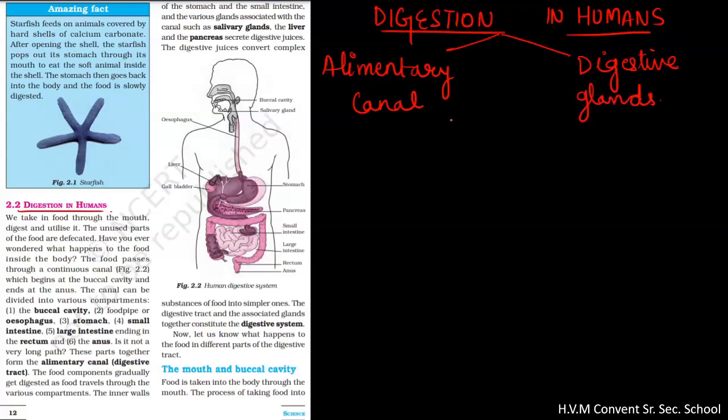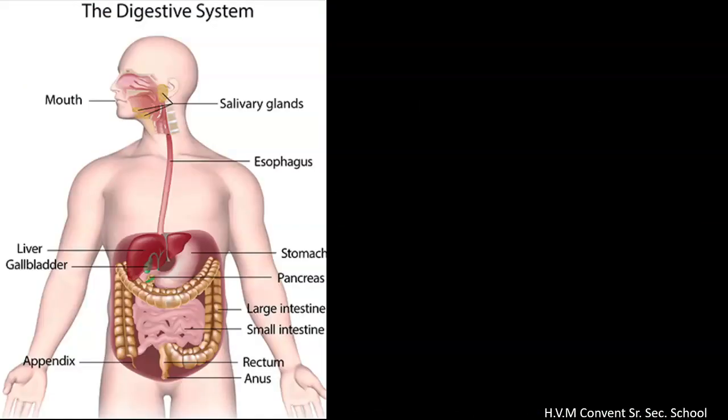Now if we talk about the alimentary canal, what is an alimentary canal? This is our alimentary canal. It starts from our mouth and it ends at the anus, through which the undigested or waste material is removed out of the body. If we talk about our alimentary canal in detail, it is composed of the mouth and buccal cavity. So the first part of the alimentary canal is the mouth and buccal cavity.